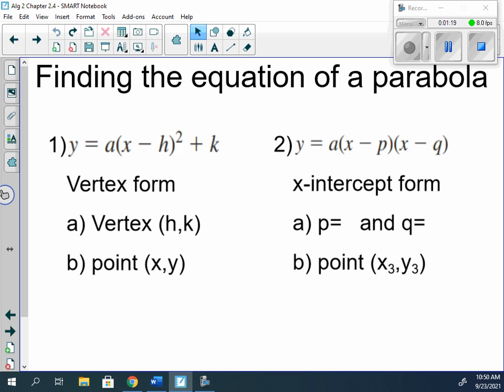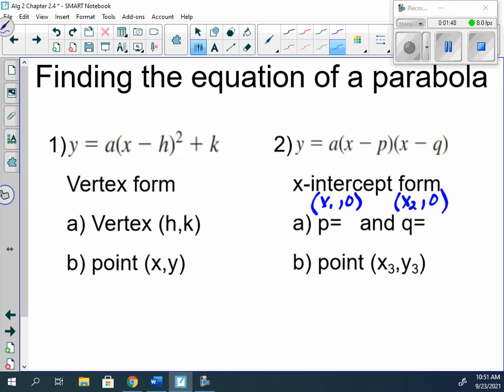Now, if we're given the equation y equals a parentheses x minus p times x minus q, this is our x-intercept form. And we'll be using this when we're given the two x-intercepts and a point on the graph. Now, I used x3, y3 because, again, our x-intercepts could be given as the point x1, 0, and x2, 0.